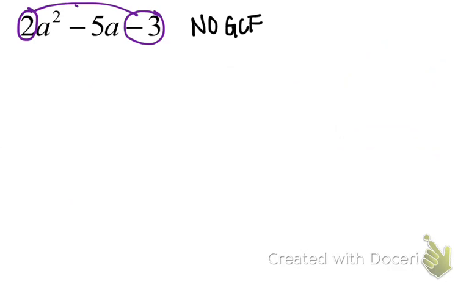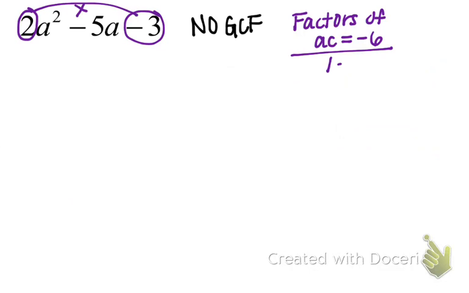Let's try one more example. First of all, we need to identify if we have a GCF. In this case, we do not have a GCF, so we just proceed as normal. Our first step is to multiply a times c. Let's list our factors of a times c, which is negative 6. We have 1 and negative 6, negative 1 and 6, 2 and negative 3, and negative 2 and 3.